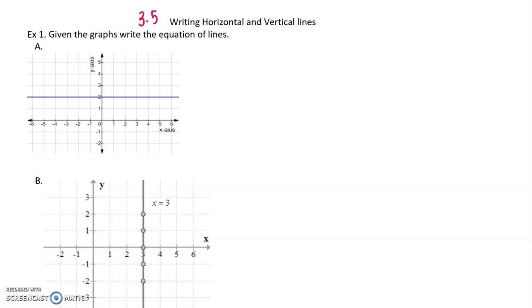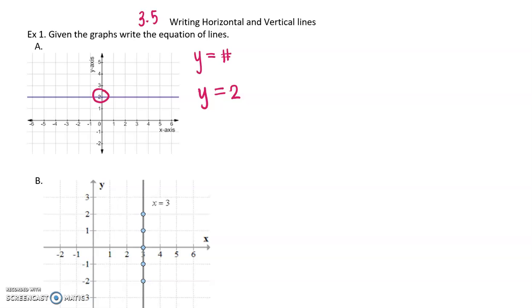Okay, so here we have writing horizontal and vertical lines. In these first two examples, we're given the graph and we have to write it as either a horizontal or vertical line. So here we have a horizontal line, and if you remember, horizontal lines are y equals a number. In this case, it's just whatever number it goes through. So it goes through 2, so this is y equals 2.